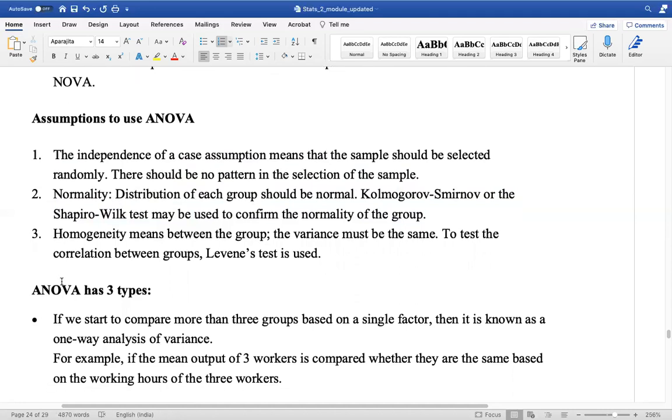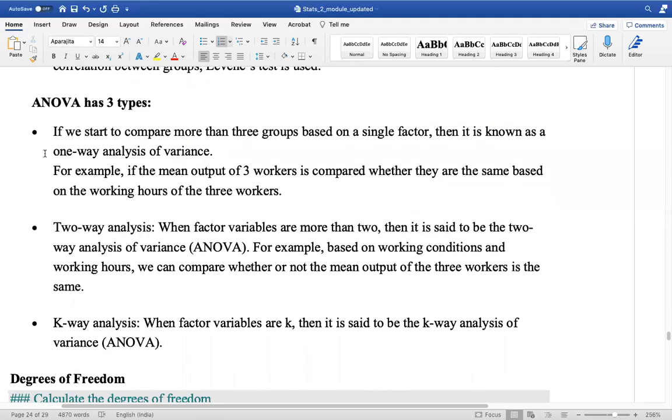Okay, so ANOVA has three types actually. If you want to compare more than three groups based on a single factor, that is known as one-way analysis of variance, ANOVA. For example, the mean output of three workers is compared, whether it is the same or not, based on the working hours of the three workers.